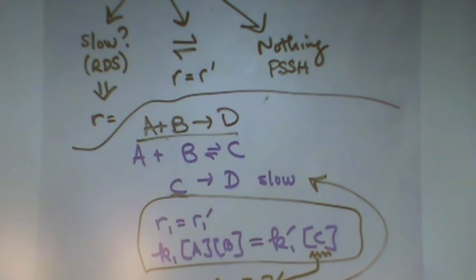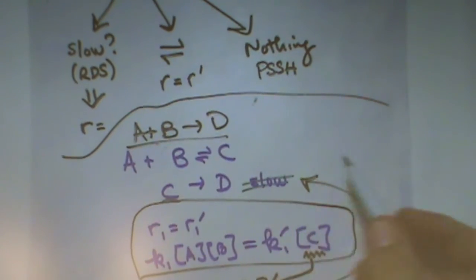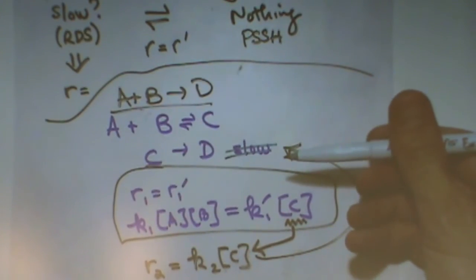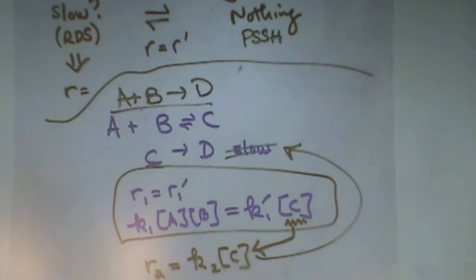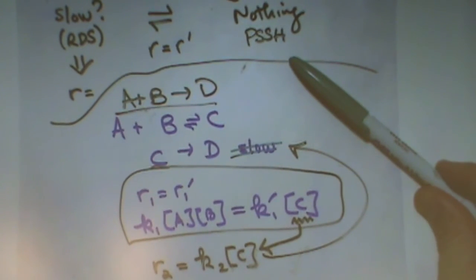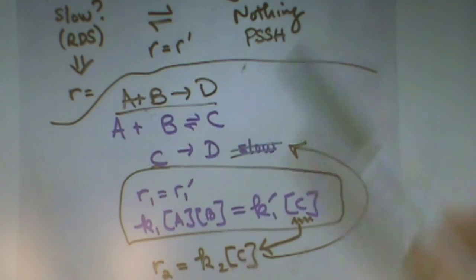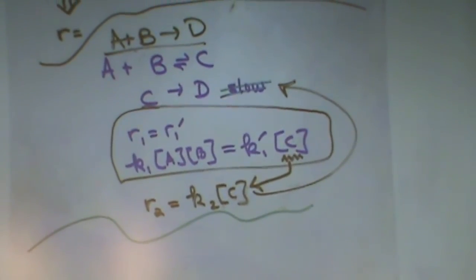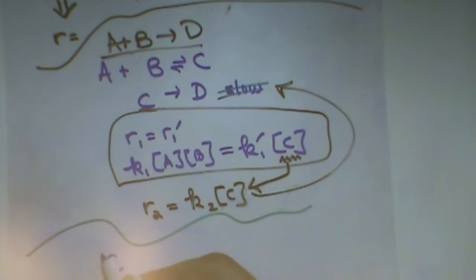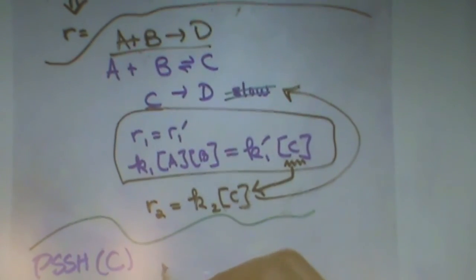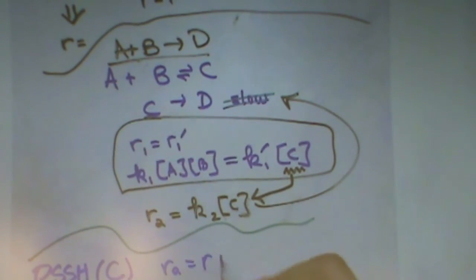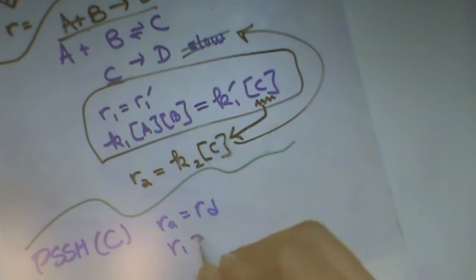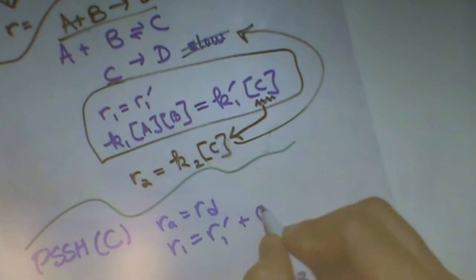The other possibility is if I don't say which one's slow. In that case, we're talking about this right here. You're going to use PSSH for sure, even if I didn't tell you that. To do PSSH, it's solved a little bit differently. You would find the intermediate C, do PSSH on it, and say the rate of appearance equals the rate of disappearance. So it appears in rate 1, and it disappears in rate 1 reverse and rate 2.